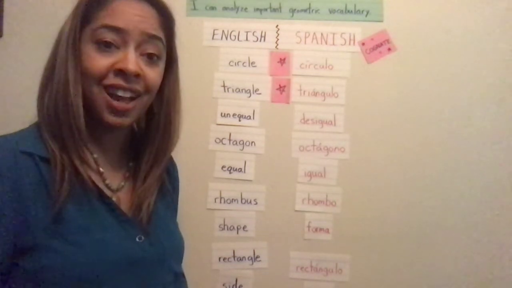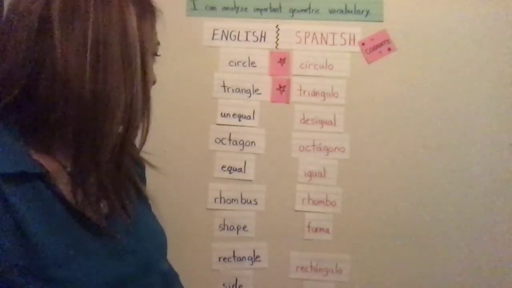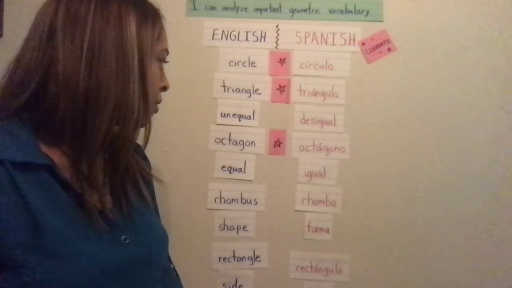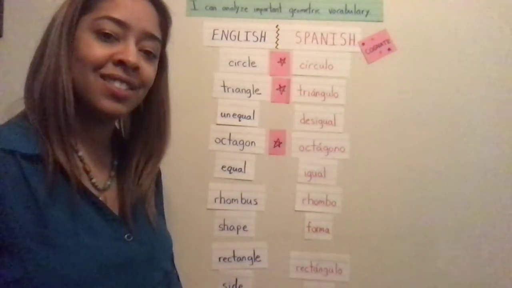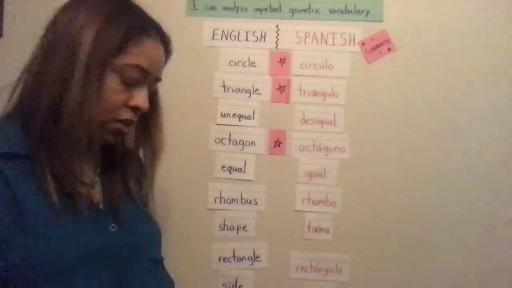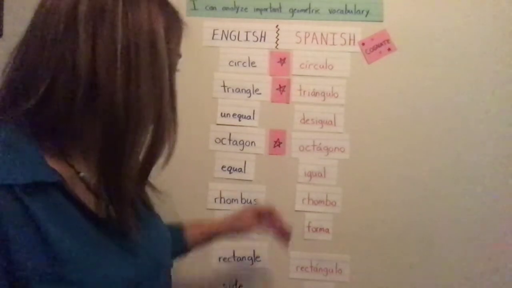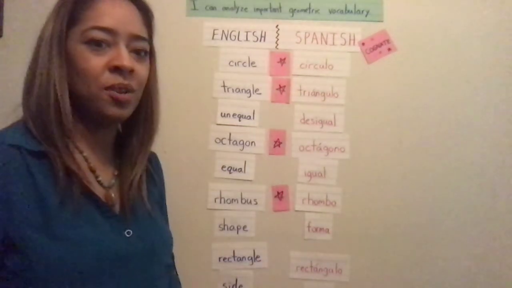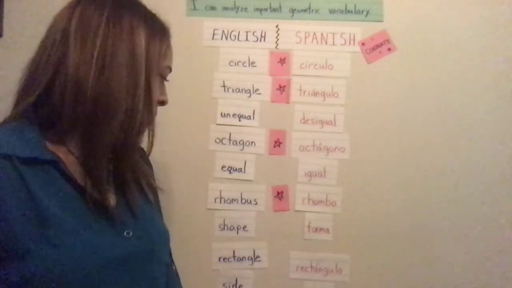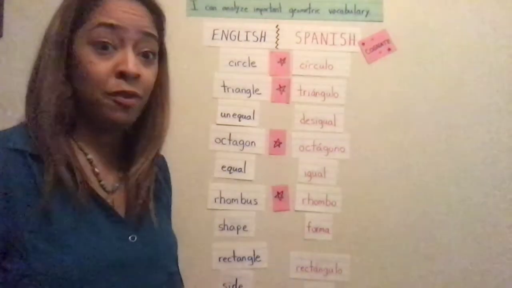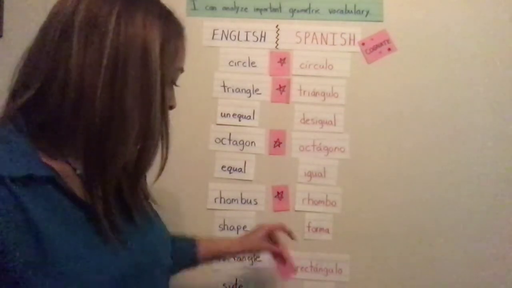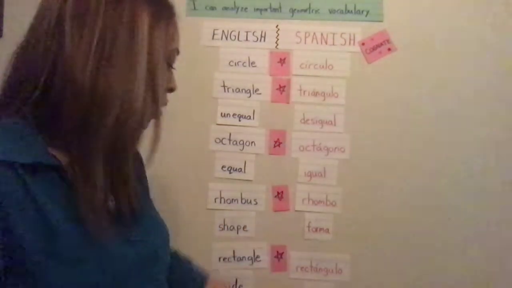So what's the next cognate on the list? Good. Octagon, octágono. What else? Good. Rhombus, rhombo. And there's one more. Do you know what it is? Not shape and forma. Those are very different. The last one is rectangle, rectángulo.